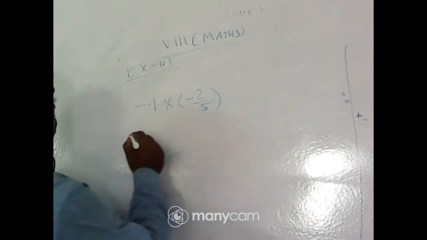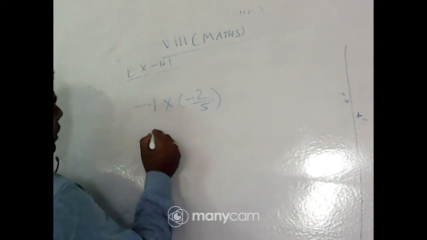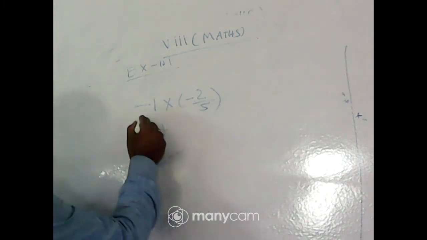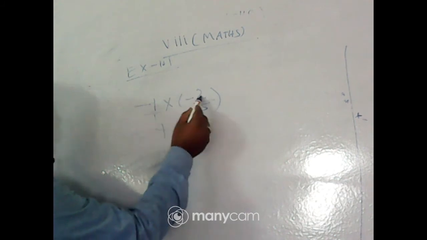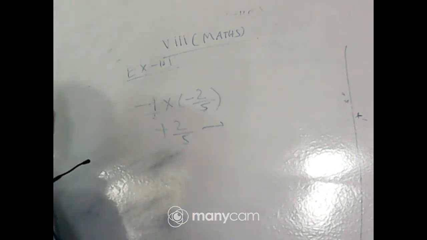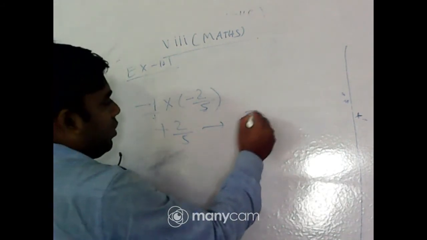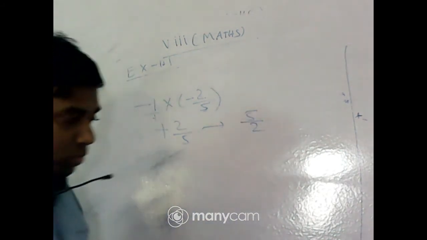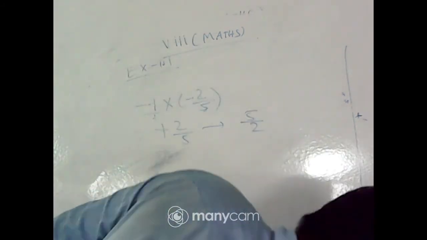First of all, minus into minus is plus. 1 means 1 is here. 1 into 2, 2. 1 into 5, 5. So the multiplicative inverse of 2 by 5 is 5 by 2. Okay? 5 by 2. Very good.